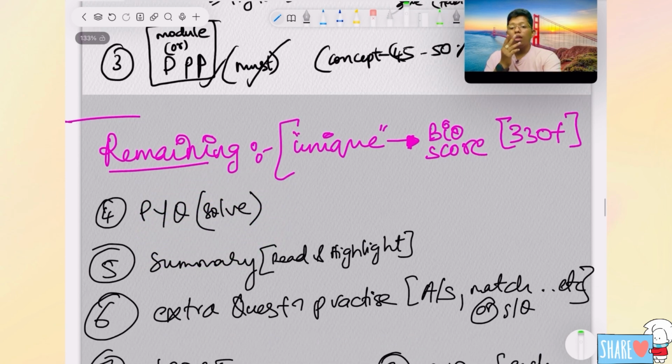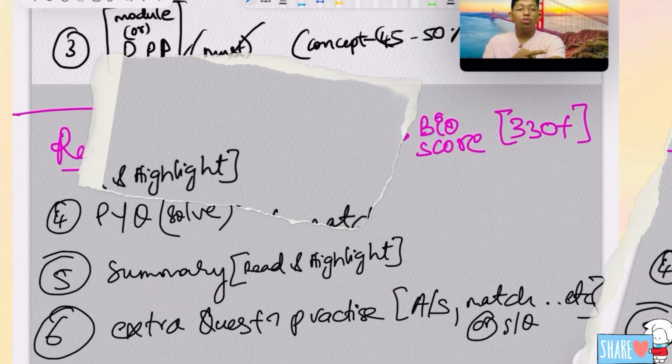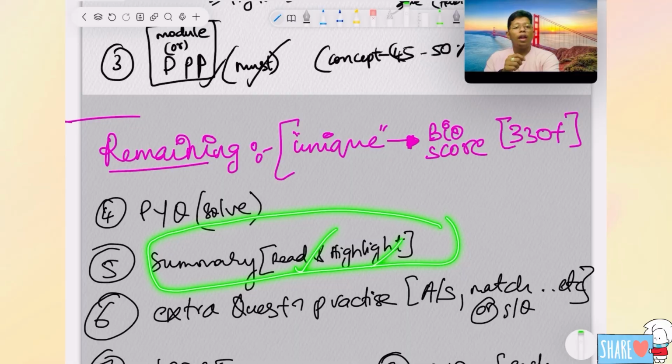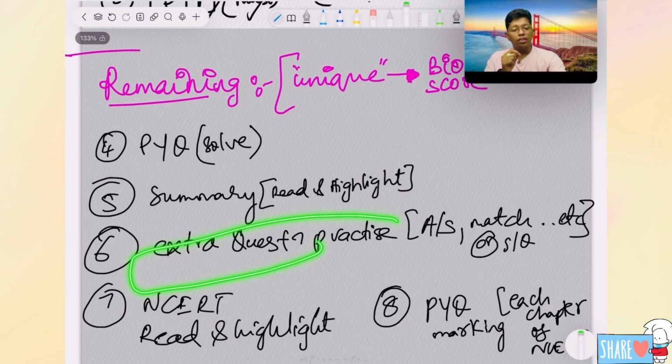Finally, a very important thing, you should also read the summary. Very, very important. I have made a video also on how to highlight and read in bio. 99% don't know how to read and highlight the subject. I will also show you what it is. Summary, read and highlight.